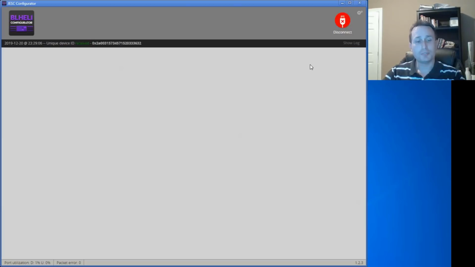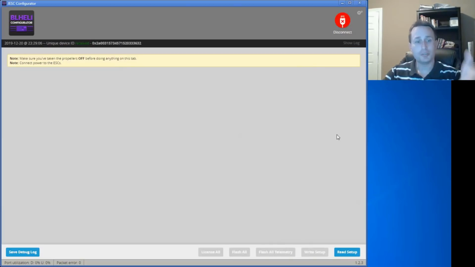Most of these whoops, if the ESCs are on the board with the flight controller, you don't even need to plug in a battery. Just plug in the USB, connect, hit read setup. And this will all work like this if you have BLHeli_S on your ESCs currently. So you just connect to it.